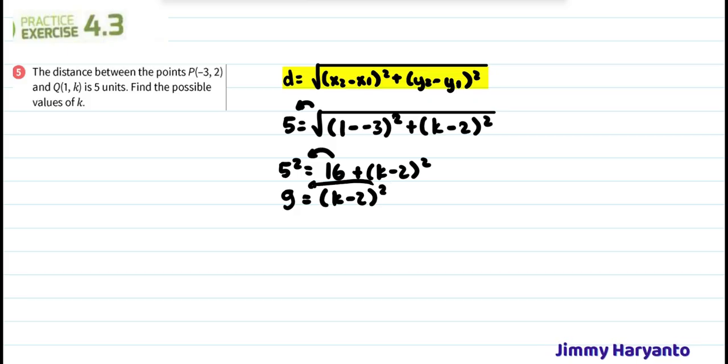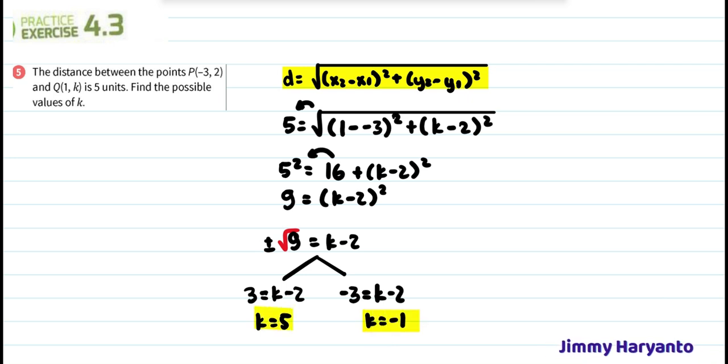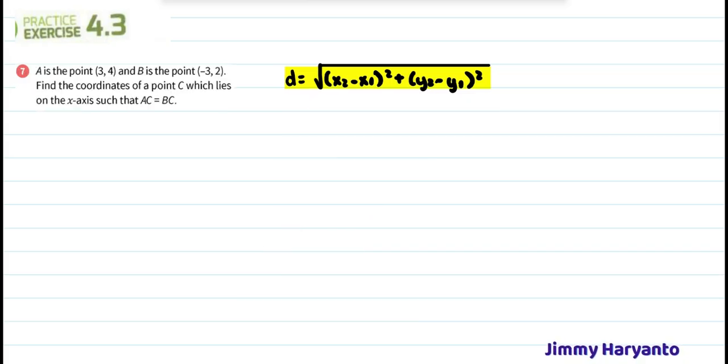And then move the square, it will become square root 9, don't forget the plus minus, k minus 2, and then we split them up like this. So the first one is positive 3 equals k minus 2, the second one is negative 3 equals k minus 2. So k equals 5, this one is k equals negative 1. So k equals 5 and k equals negative 1. These are the possible values of k.